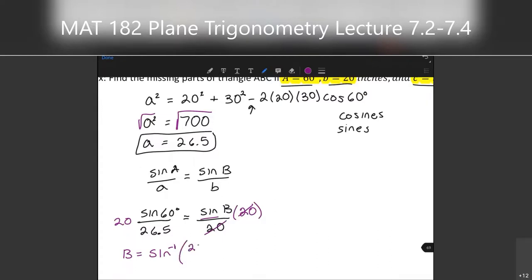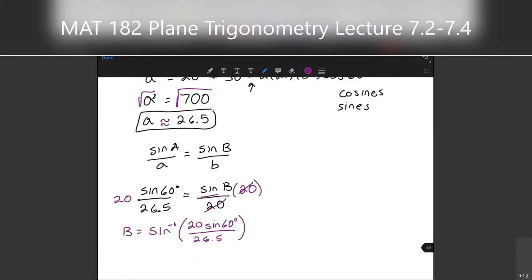And we can take that of 20 sine of 60 and divide by 26.5. And ultimately, here we'll have an approximation to the answer, just like this was really an approximation here. So let's put that into our calculator with our sine inverse. We'll do an approximation to one decimal for the angle.